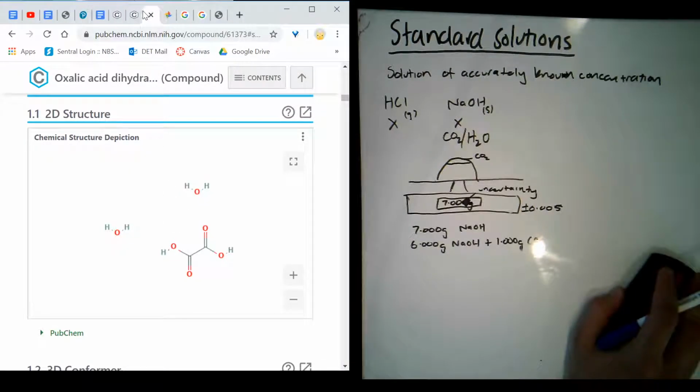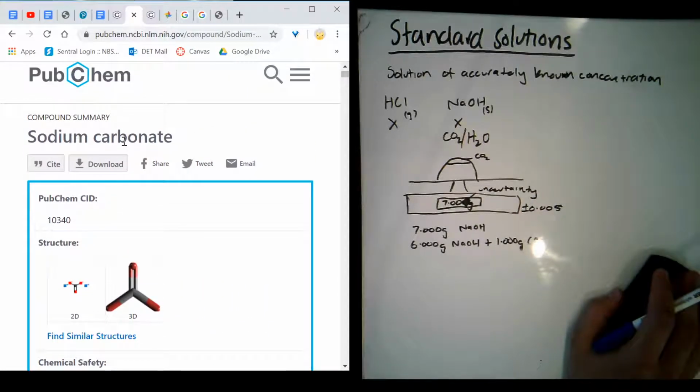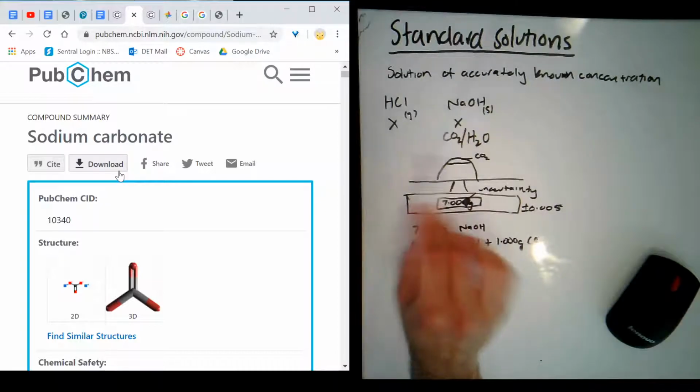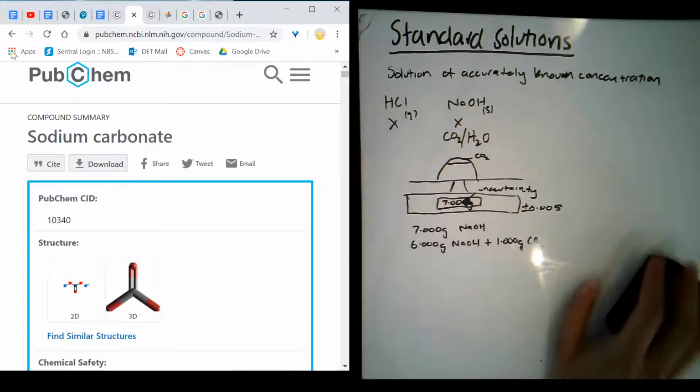Oxalic acid is a nice acid to use. Sodium carbonate is a nice base to use. These are two really good primary standards. So we can make a standard solution with a primary standard. It's not that you can't make a standard solution out of hydrochloric acid and sodium hydroxide, but we'd call them secondary standards because they'd need to be standardized first. We'd need to actually measure them against something that's very accurately known.